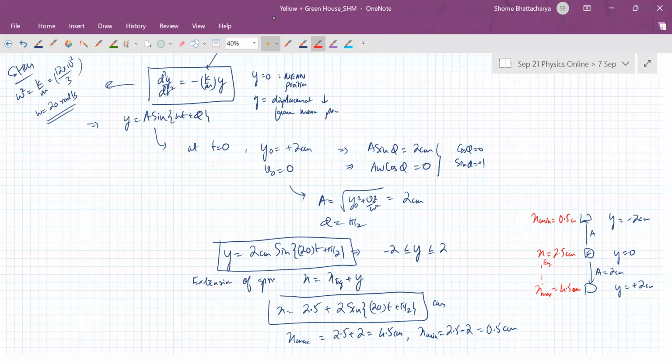So with this we conclude this lecture today, and with this we conclude SHM of spring mass systems. So next lecture we'll be moving on to the final part of SHM, which is the pendulum systems and angular harmonic systems, including simple pendulum, physical pendulum, etc. So that will be the last part of SHM.